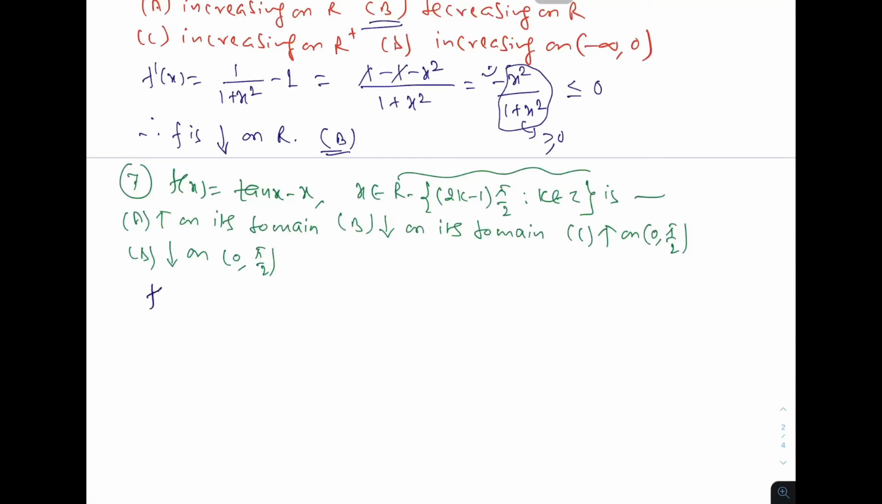So now f dash x is the derivative of tan x, which is sec square x minus 1, but this is a standard result, and that is tan square x. Square is there, so this is greater than or equal to 0 for all x belongs to its domain of the function. So the answer is it is increasing in its domain.